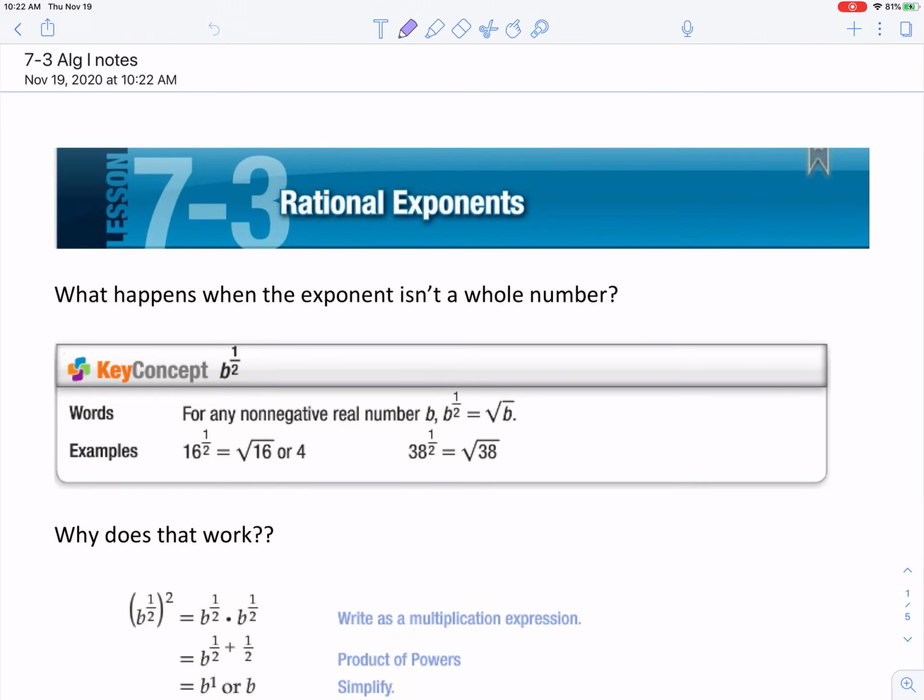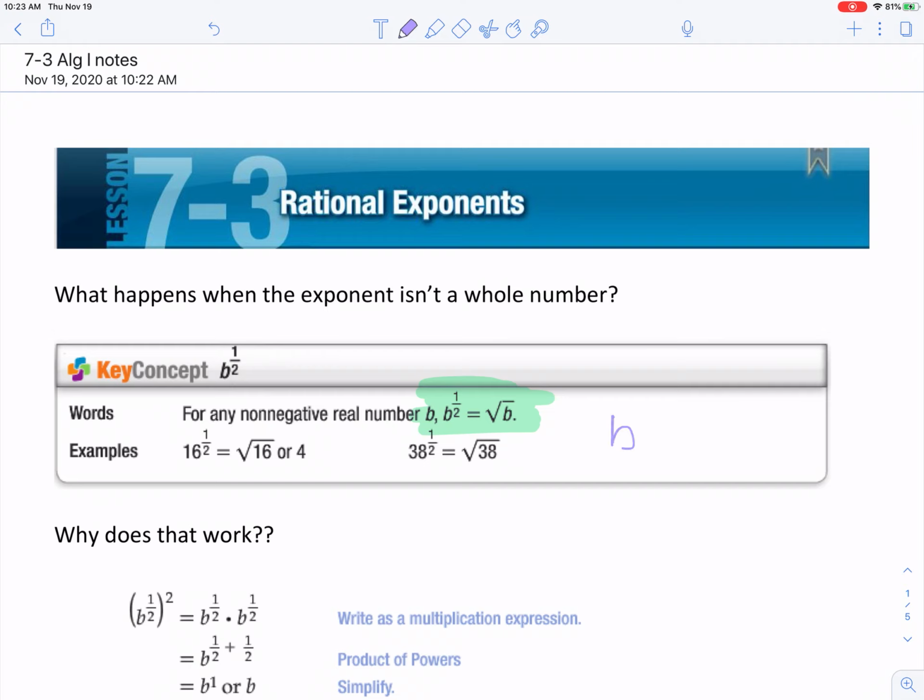7-3 rational exponents. We're going to take this in two chunks. So here's part one. Basically, what we're going to recognize is this cool little rule right here that says b, or anything to the 1/2 power, is the same thing as the square root of whatever it is you're taking to the 1/2 power. Here's why that works.